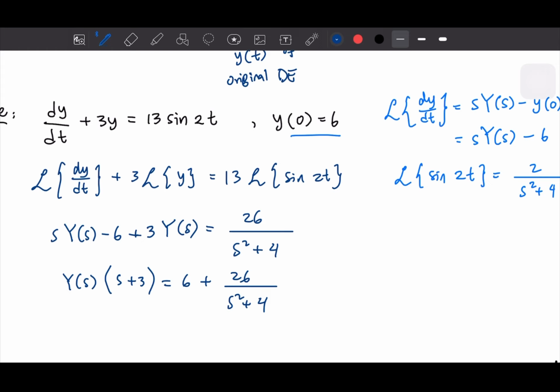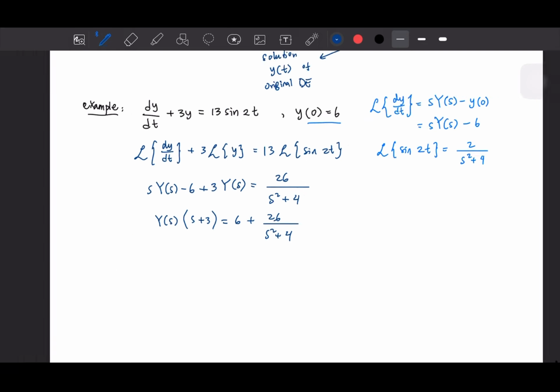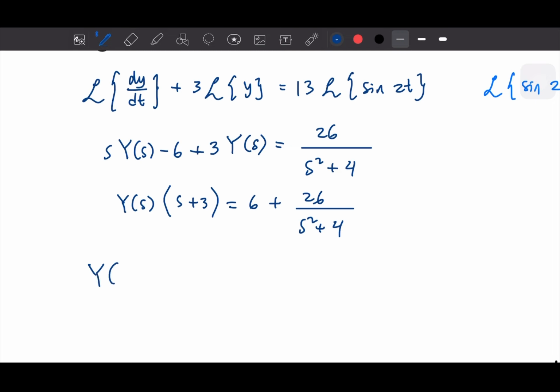After we solve for the capital Y, we have an equation of s. And after that, we need to take the Laplace inverse, going from the capital Y back to the small y. So we take the capital Y of s, and it means that we need to divide everything by s plus 3 now. So 6 divided by s plus 3, plus 26 divided by s squared plus 4 and then s plus 3.